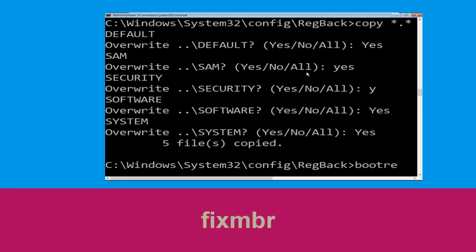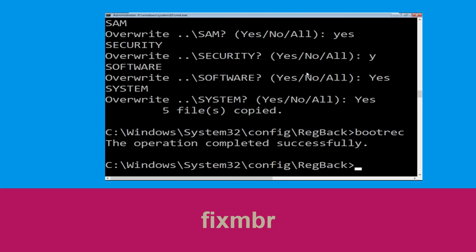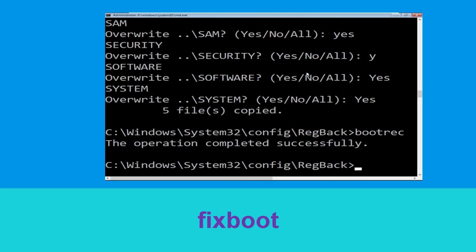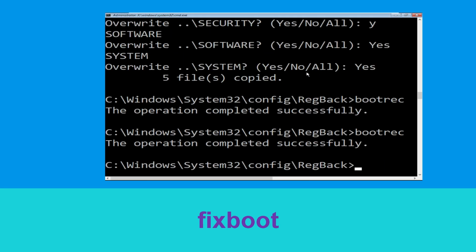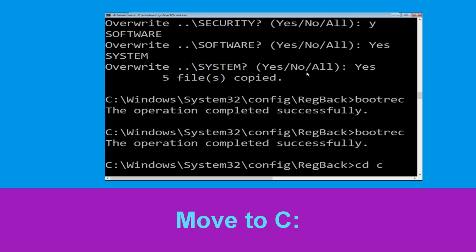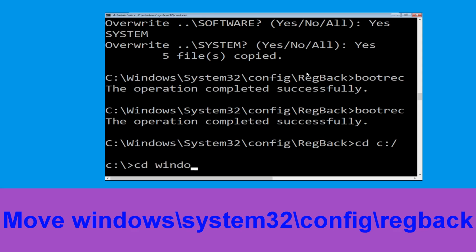Now type bootrec space /fixmbr and simply hit enter. Now type in bootrec space /fixboot and simply hit enter to execute the command. Now type cd space C:/ and simply hit enter. Now type cd space Windows/system32/config/regback and hit enter to execute.